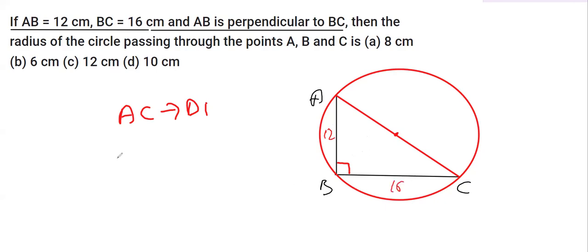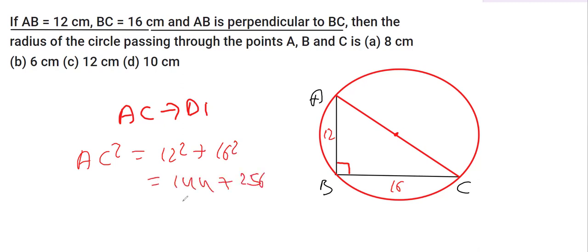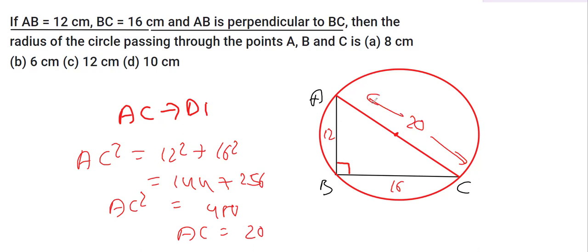So we can apply Pythagoras theorem in order to get the length of AC, that is AC square is equal to 12 square plus 16 square. This is 144 and this is 256. That is equal to 400. So AC square is equal to 400. That implies AC is equal to 20. So now AC is 20. So clearly AC is the diameter. That is important to know, and the reason is angle in a semicircle is a right angle.